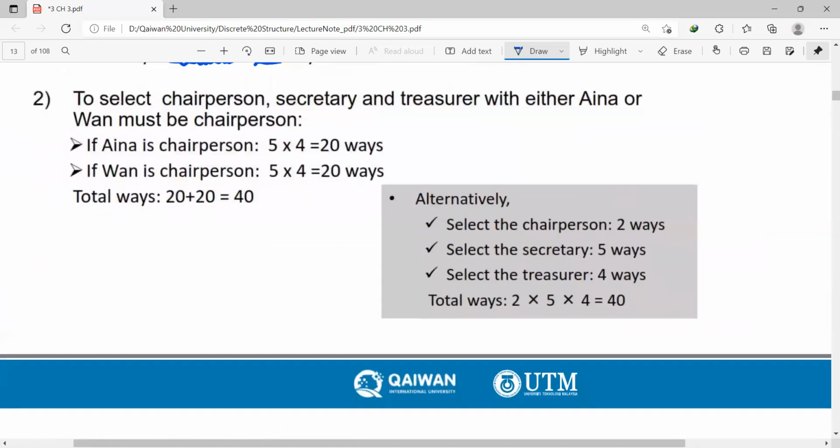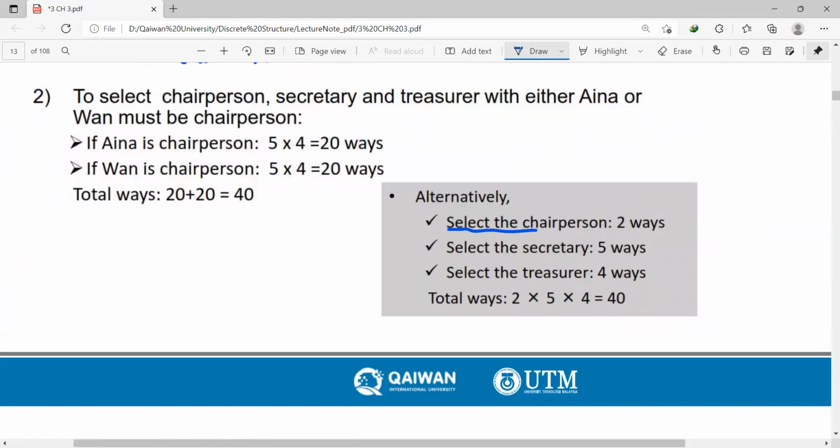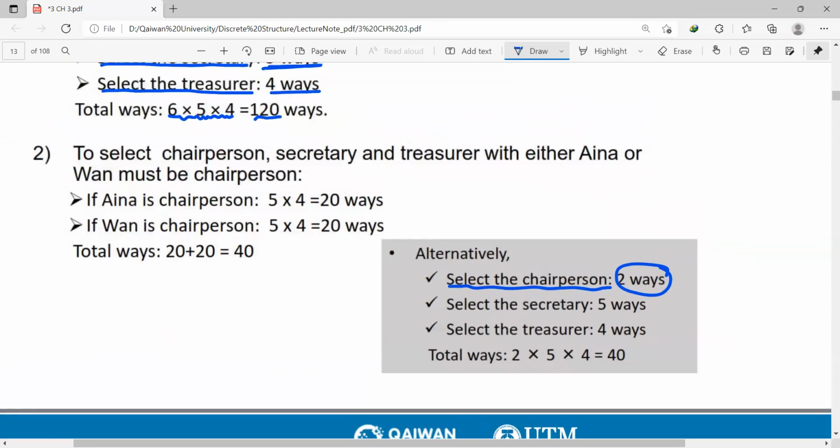Yeah, it could be done in 2 ways actually. Here we select the chairperson. We have 2 ways for selecting the chairperson because we choose from 2 people. As it says, Wan or Aina must be the chairperson. That means the only ones who could be the chairperson are either Aina or Wan. No one else could be the chairperson. That means we can select the chairperson among only 2 people. So you have 2 ways for selecting the chairperson. And then let's say Aina becomes the chairperson.